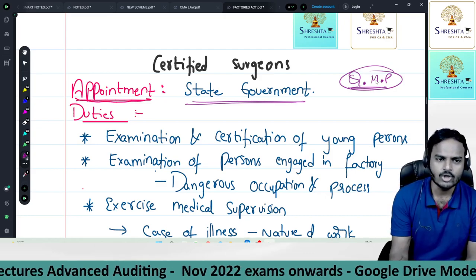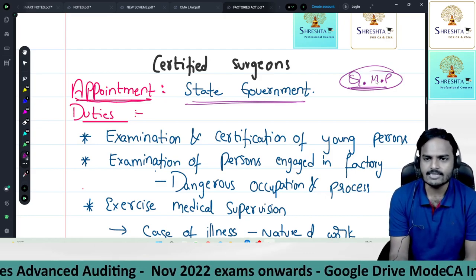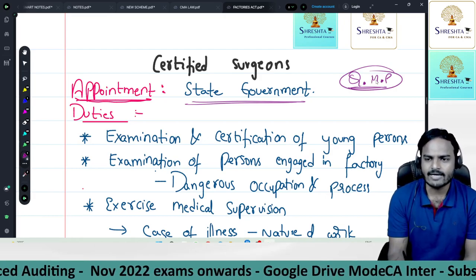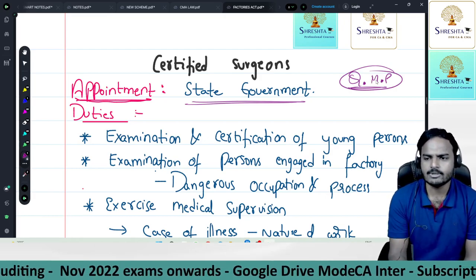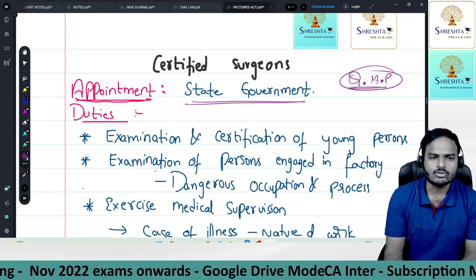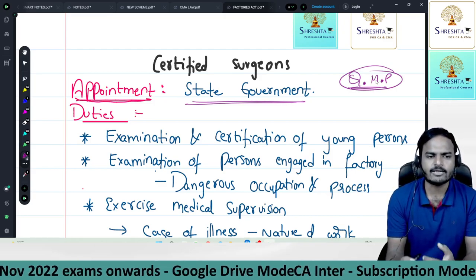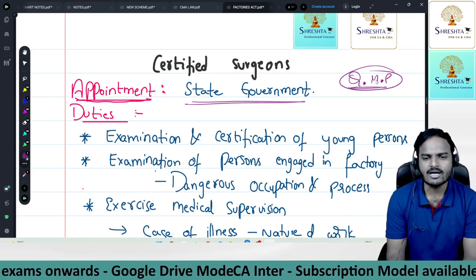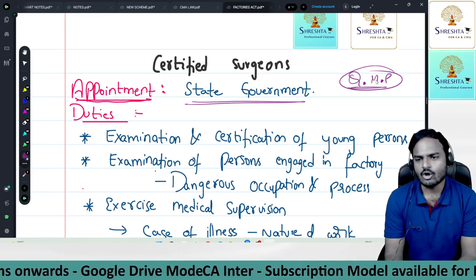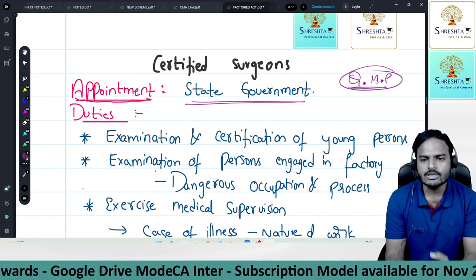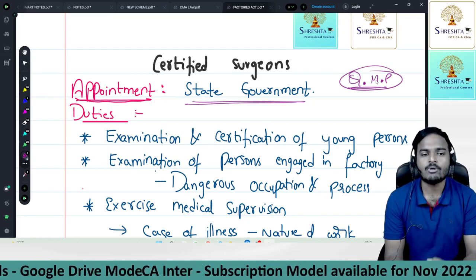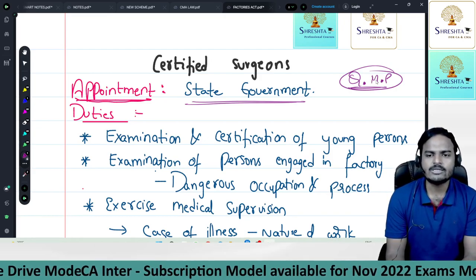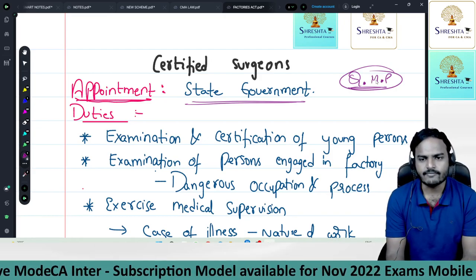State government shall appoint qualified medical practitioners as certified surgeons depending upon the area. Suppose in this area only one factory is there. Now I may appoint only one person. Or coming to Coimbatore, many factories are there, many industries are well set up. Now the point is, one certified surgeon can't carry out all the operations. That's why, depending upon the nature of the manufacturing process and the number of factories in the area, the state government shall appoint a requisite number of certified surgeons.